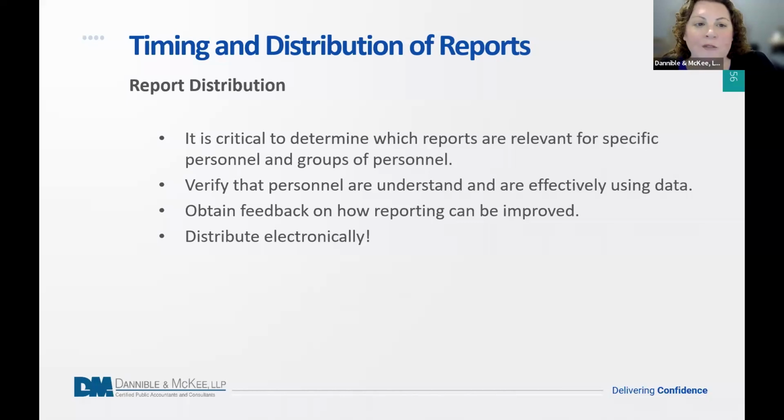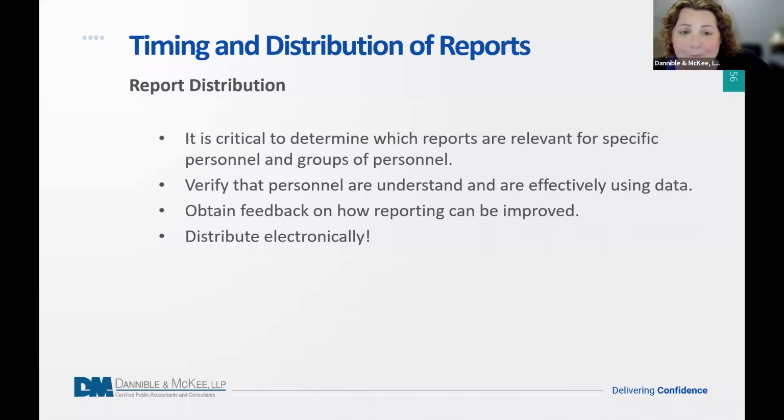And very often our clients will have us, Dannable McKee, come in and sit with the project manager group and walk through their financial statements so they fully understand them. That's very normal. You've got to do a lot of training so that they can make good decisions based upon these numbers. They've got to understand them first.